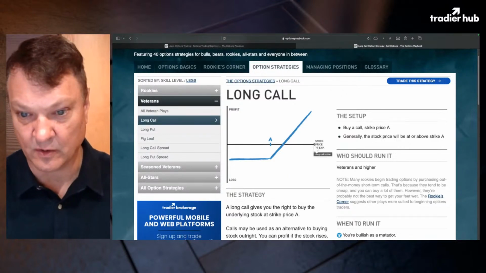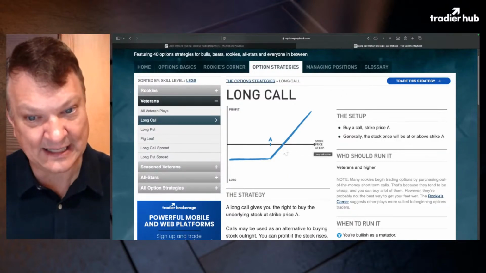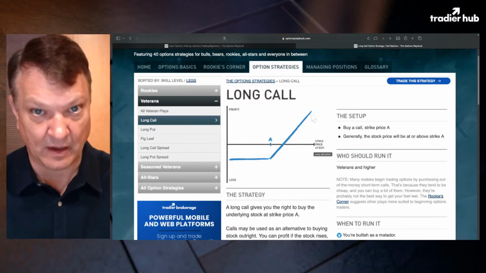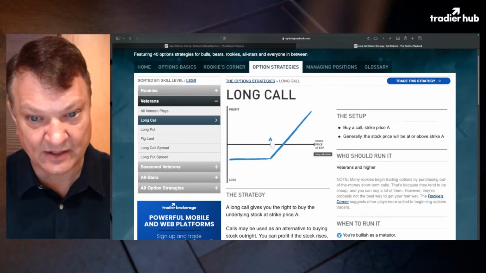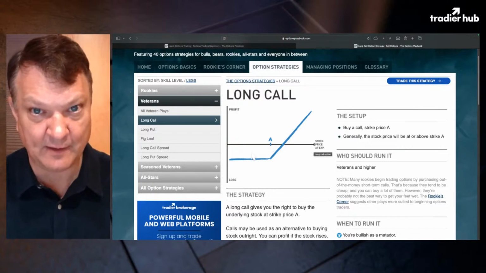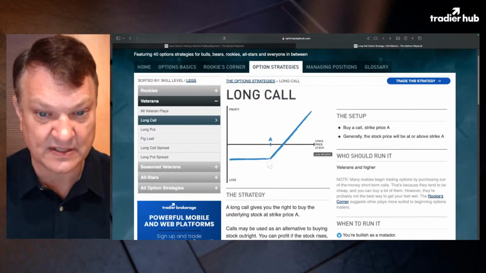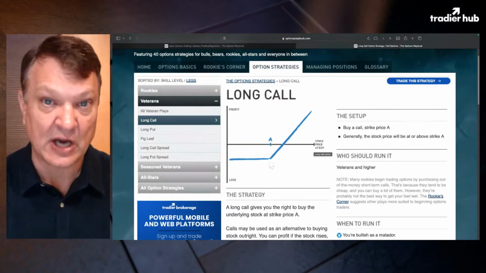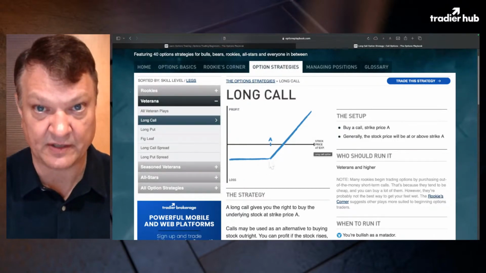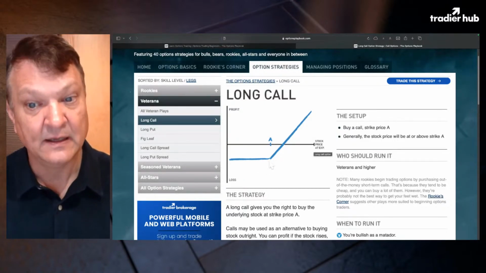Stocks don't usually go there that often. But ideally, if the market goes up, my long call option will go up in value from strike A. Whatever I paid for that option contract, if the market goes down, that is going to be my max risk. Each option contract usually represents 100 shares of stock.